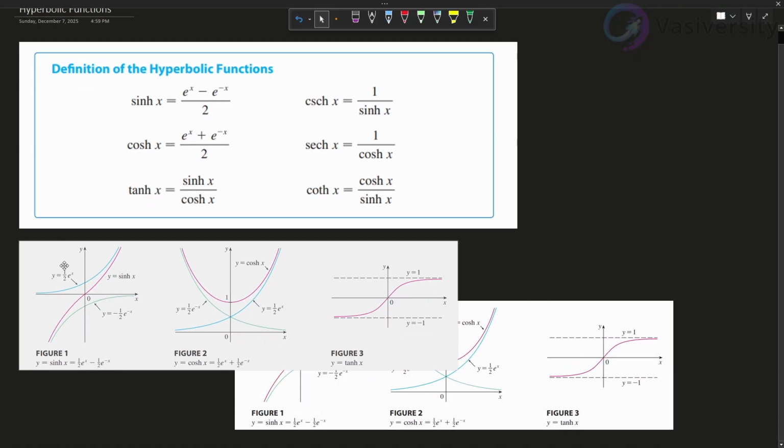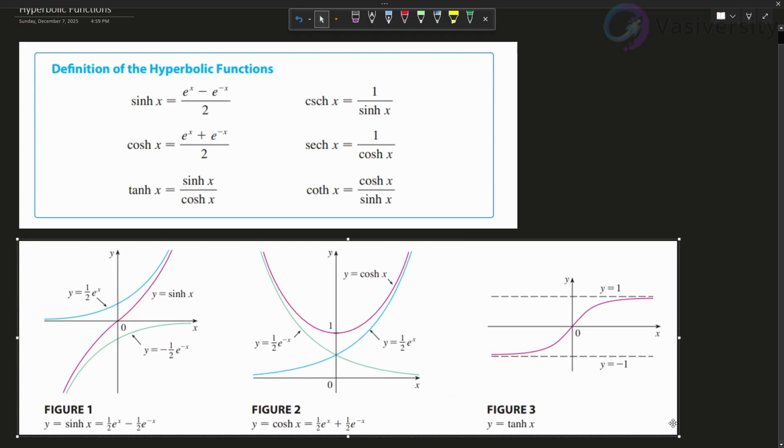So here, for example, we have figure 1, right? It's a combination of 1/2 e to the x and negative 1/2 e to the negative x, right? That creates y equals hyperbolic sine. We call it sinh. And then here is the cosh, or the hyperbolic cosine. So essentially a combination of positive 1/2 e to the negative x and positive 1/2 e to the x, right? That makes essentially this kind of hyperbola.